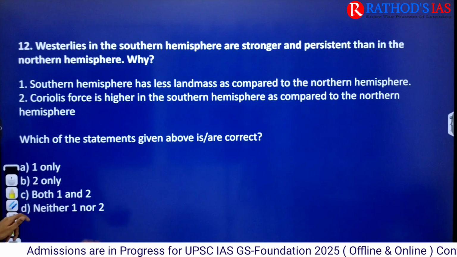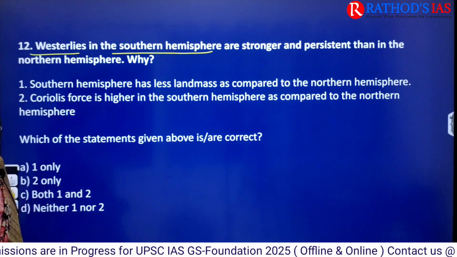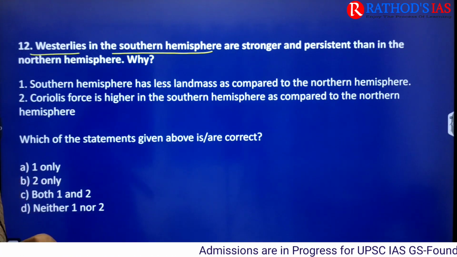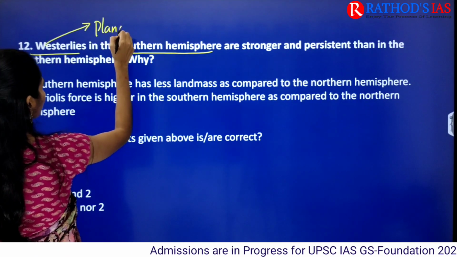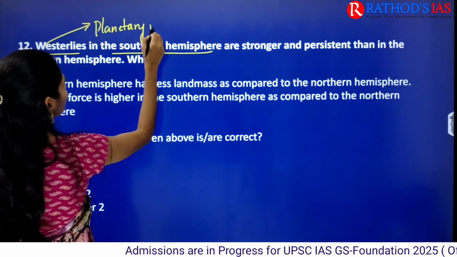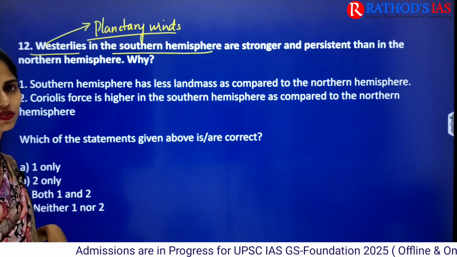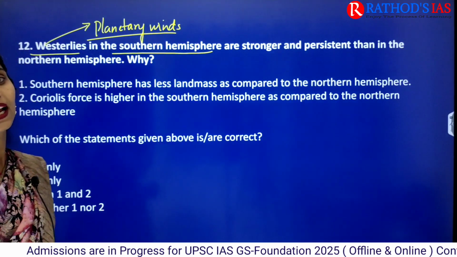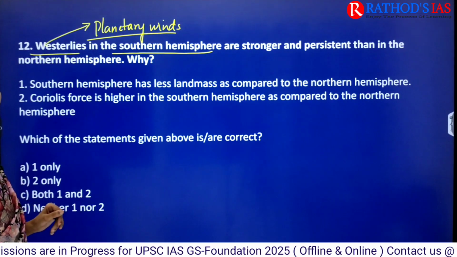And next question is: westerlies in southern hemisphere are stronger and more persistent than in northern hemisphere. Why? So this question is regarding planetary winds, the wind system. From this wind system also you will be getting questions, from permanent winds as well as local winds. You have to prepare that topic as well. So let us see the 2 statements which are given here.